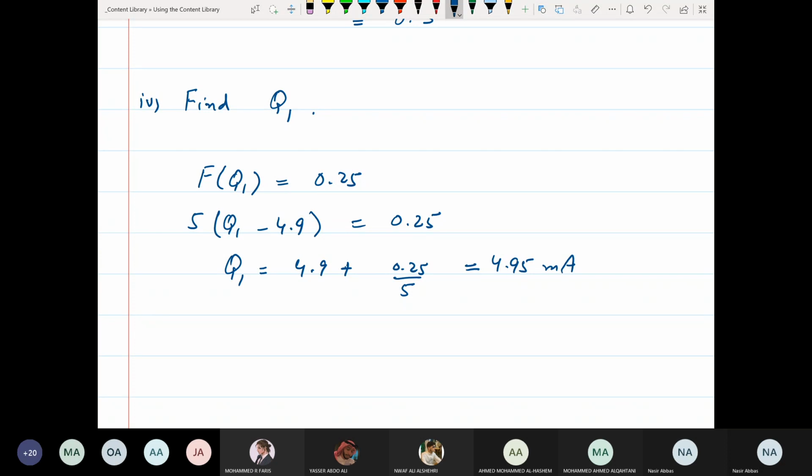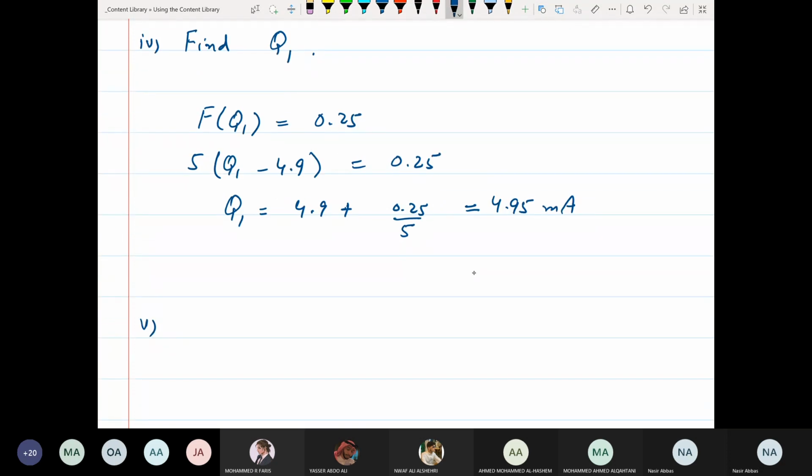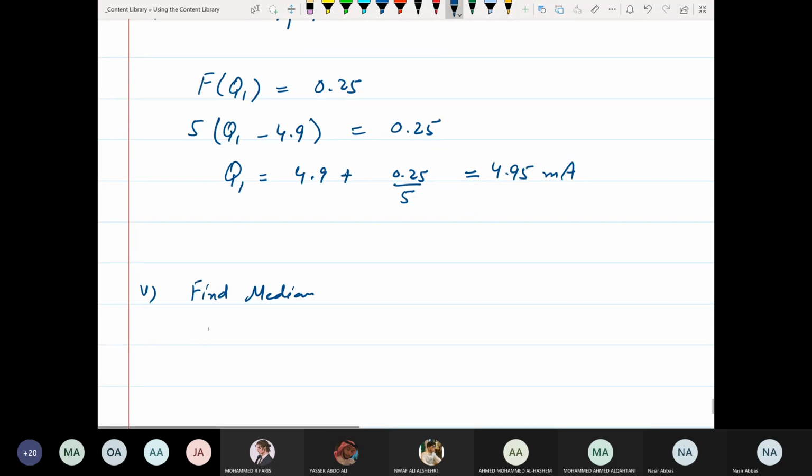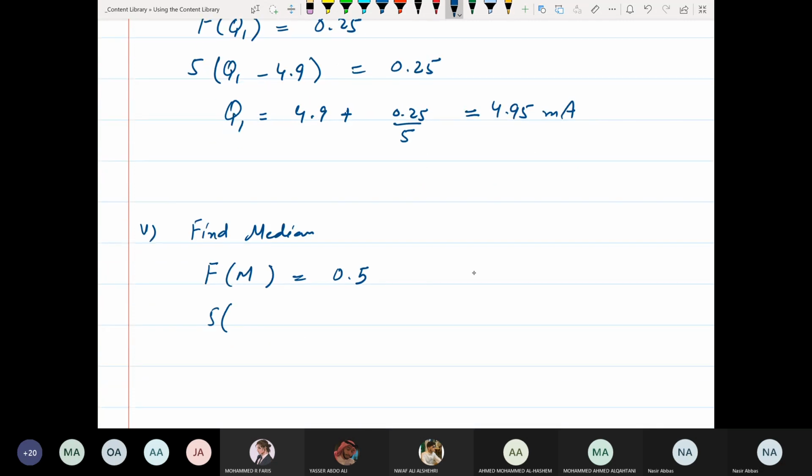If I ask you to find the median, you can also find the median. You will solve this equation. Capital F of median equals half. So 5 times median minus 4.9 equals half. So median will be 4.9 plus half over 5. And so on. You can find any percentile. This is continuous uniform distribution.